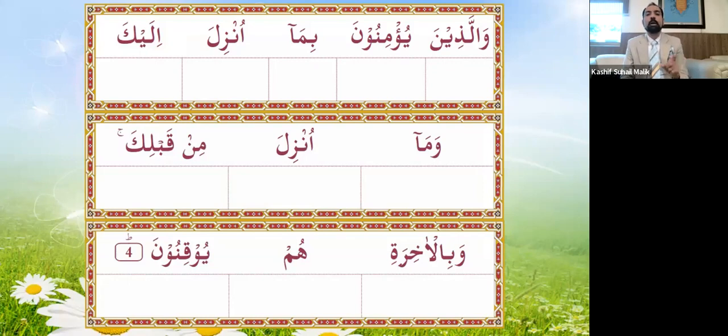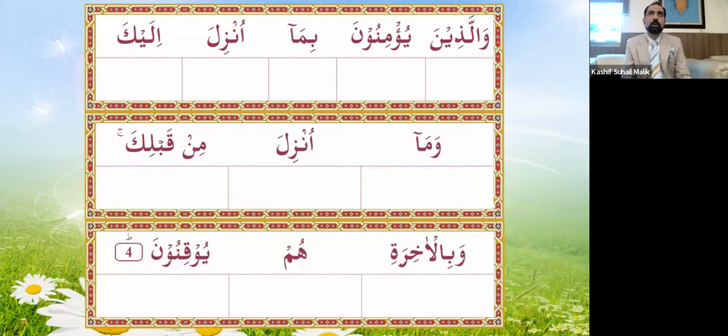Now, bima unzila ilayka. With what was sent down. How would you translate ilayka? You know, you have done also the table of ilayhi, ilayhim, ilayka, ilayya, ilaykum, ilayna. So, ilayka, towards you. Okay. وَمَا أُنزِلَ مِن قَبْلِكَ. How would you break down this last word, qablika? Qabl and ka. Excellent. Qabl, that which is done earlier, and ka, you. So something which is done before you. So something which was revealed before you. Unzila min qablika.